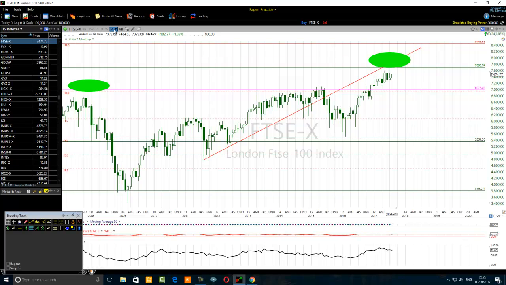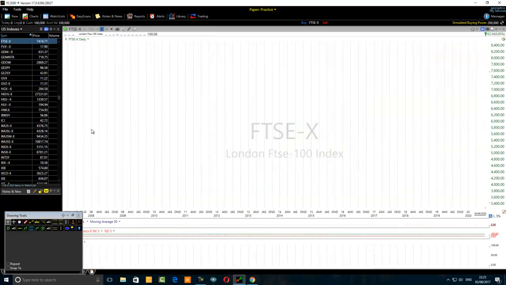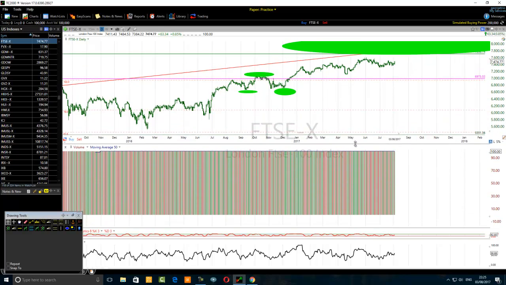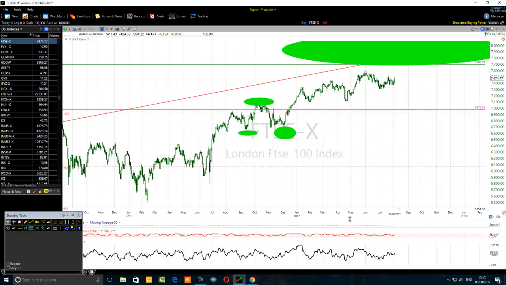So if I switch quickly from the monthly chart to the daily chart, you can see that the price is acknowledging that hot spot trading zone. This is what's going on here on the daily chart. So we come to the daily chart. What are we looking for? Because we are looking for a trading setup on the monthly chart.